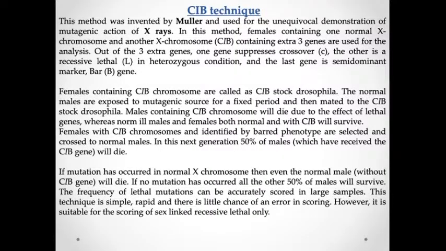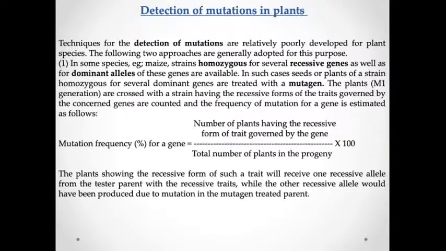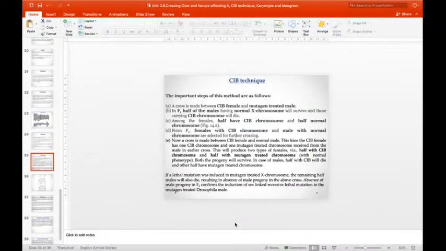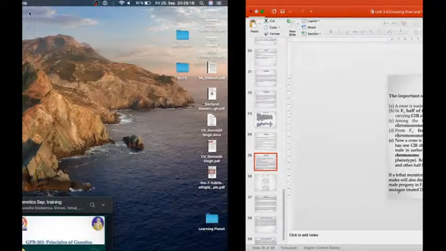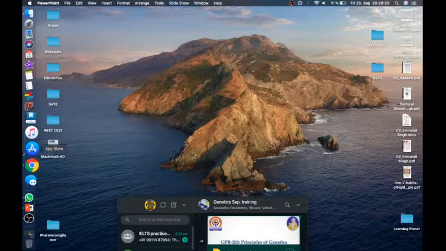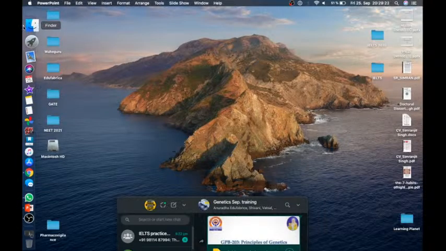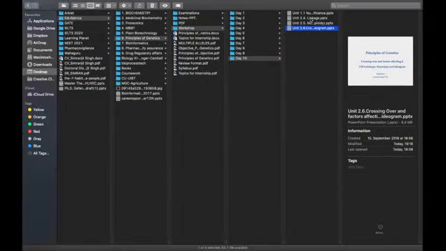So this method was devised by Muller and used for unequivocal demonstration of the mutagenic effect of X-rays. You can check this mutation rate in plants by the number of plants having the recessive form of the trait governed by the gene divided by the total number of plants in the progeny. So that's it. From this perspective, we have covered our topics in this case, and let's go for linkages.